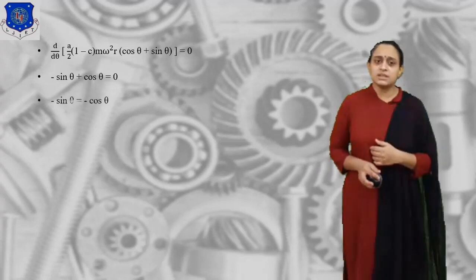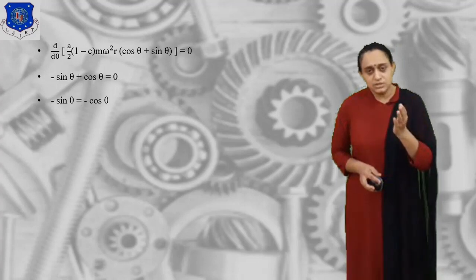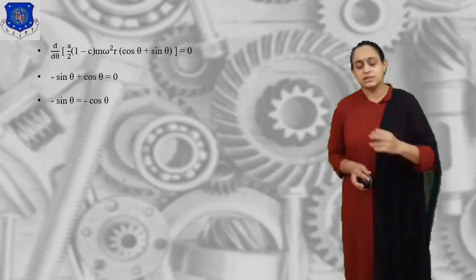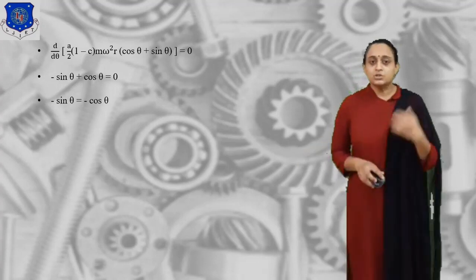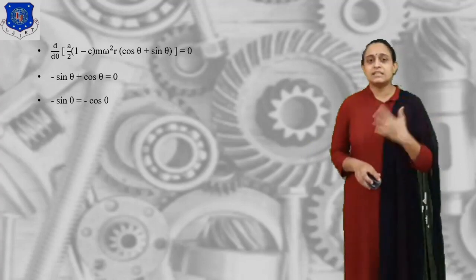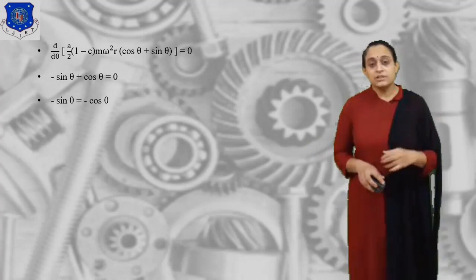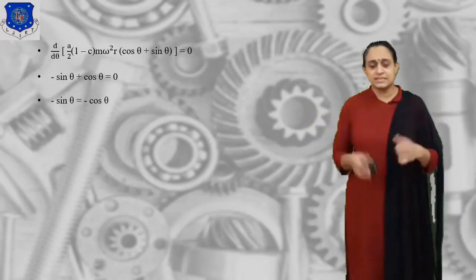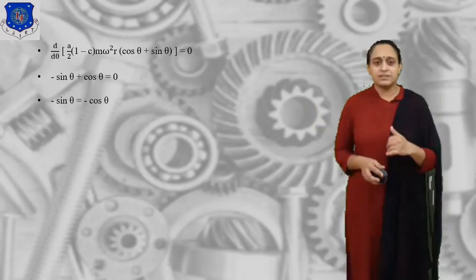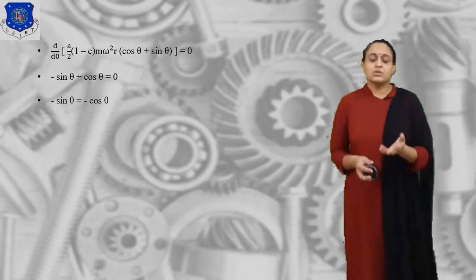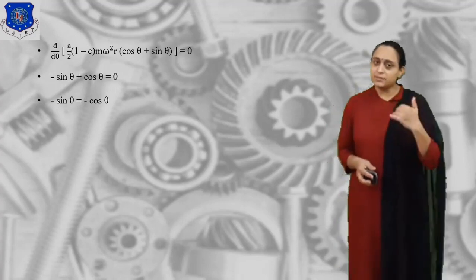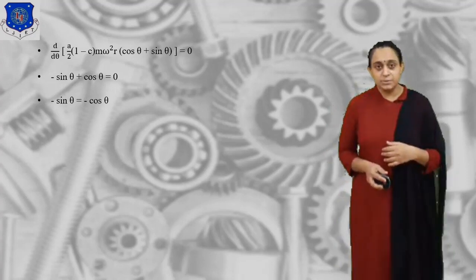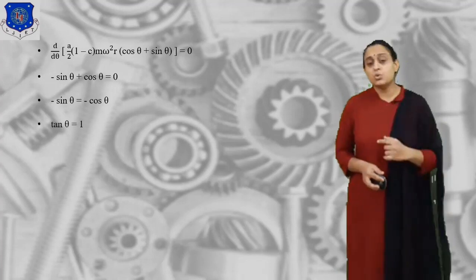Now, let us solve this equation. Cos theta value should be placed at the side of 0. So, we will get minus sin theta is equal to minus cos theta. Now, the negative sign is cancelled on both sides, left hand side as well as right hand side. Let us divide this equation by cos theta. What will we get? Sin theta by cos theta is equal to 1. It means tan theta is equal to 1.